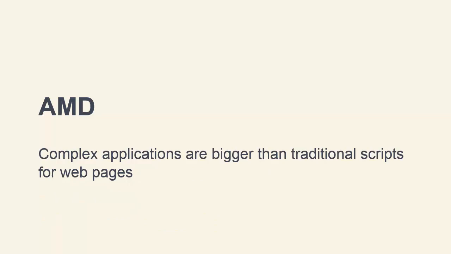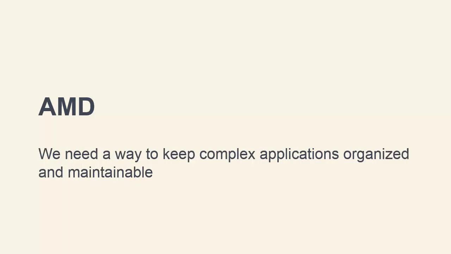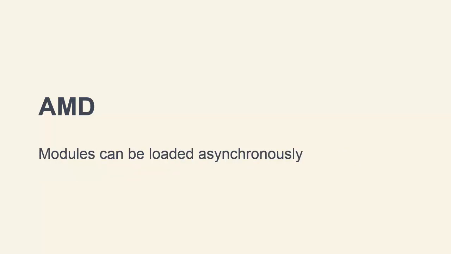Globals are one problem. But other problems that motivated the creation of AMD include the fact that JavaScript is being used in increasingly complex applications. More complex apps tend to be bigger, so we need some way that makes it easier to organize and manage our code in a way that's maintainable. AMD modules are loaded asynchronously, hence the A in AMD. This means that they can be loaded in parallel without blocking the rest of the app, which in turn makes the app nice and fast.